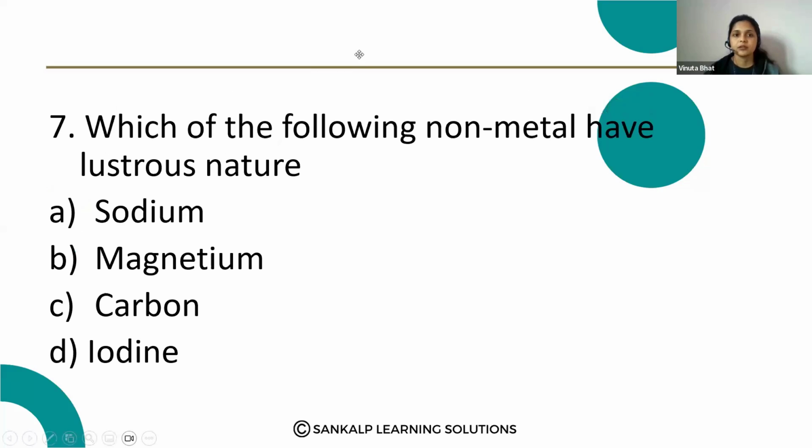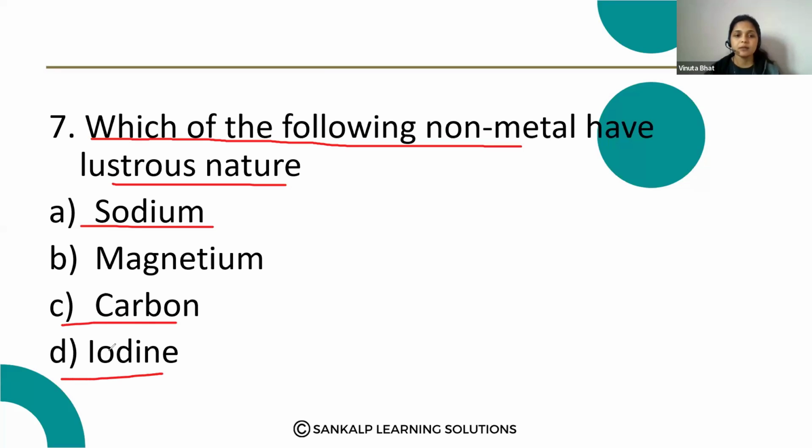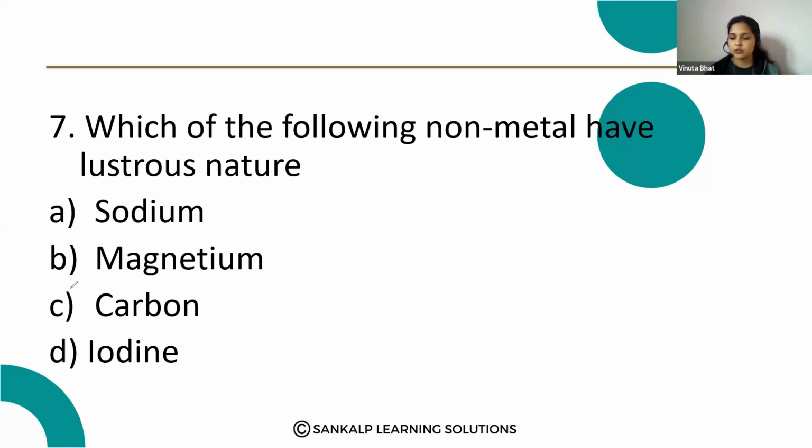Next question. Which of the following non-metals have lustrous nature? Lustrous means a shiny surface. Option A, sodium, option B, magnesium, option C, carbon, and option D, iodine. Here, which of the following non-metals have the lustrous nature? Please note down the question.